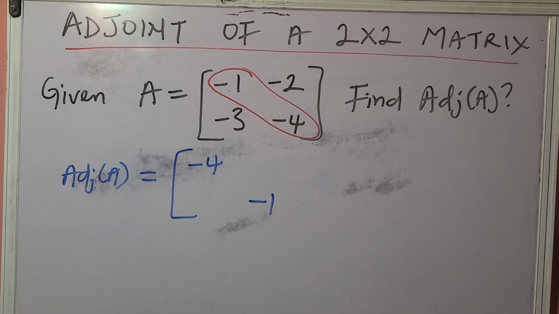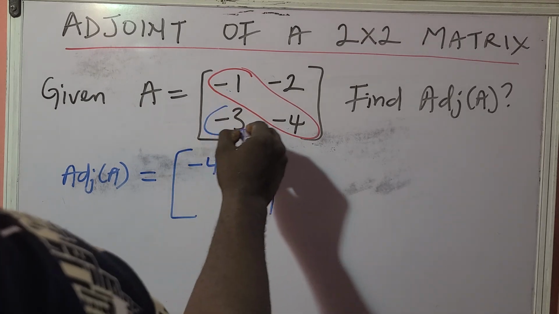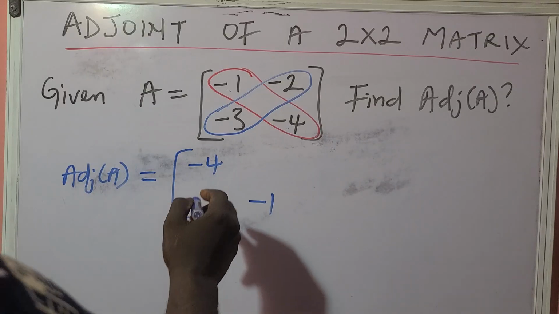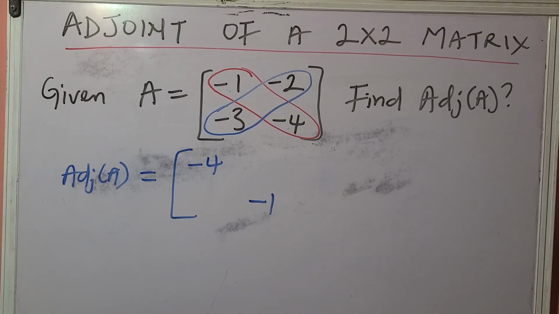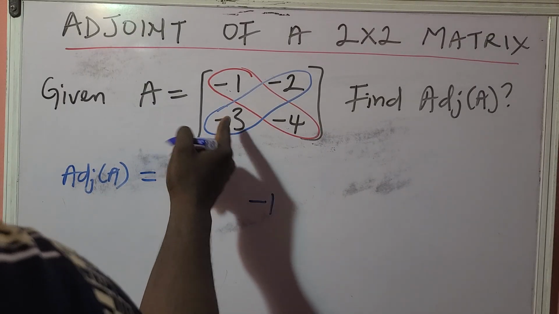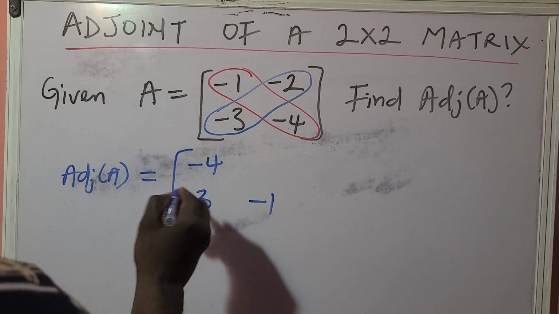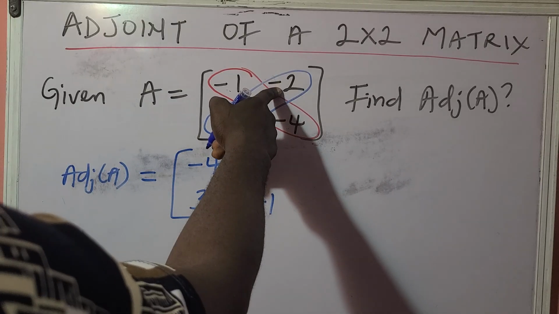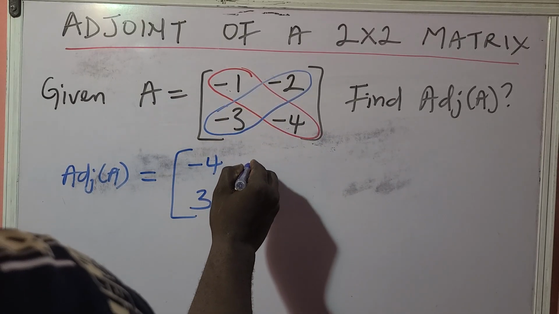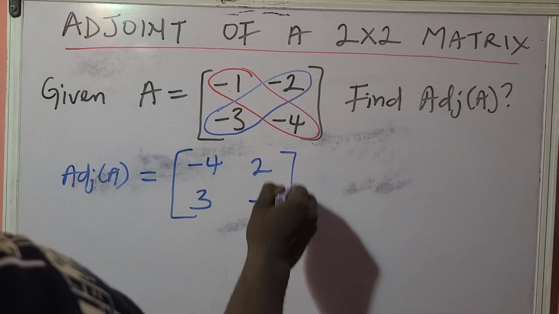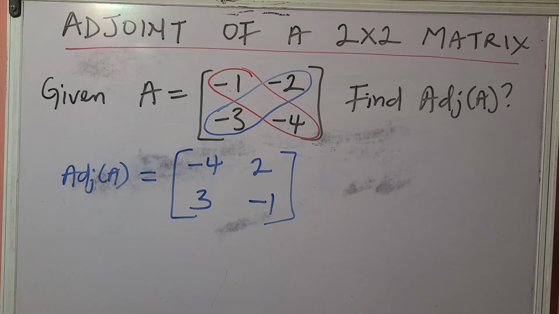And then for the other diagonal, you will be changing their signs. So here we have -3, that will change to +3. And here you have -2, that will change to +2. And this gives us the answer for the adjoint of A.